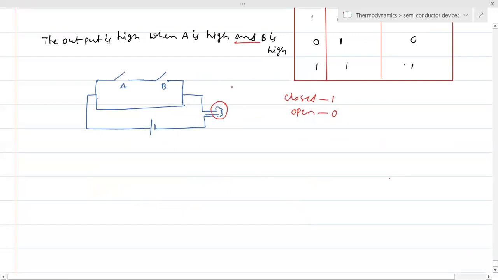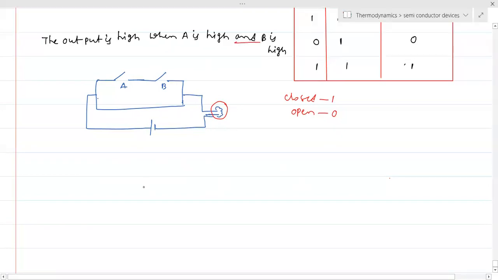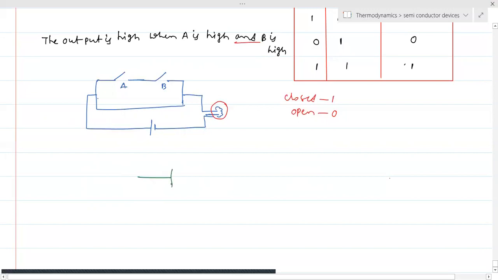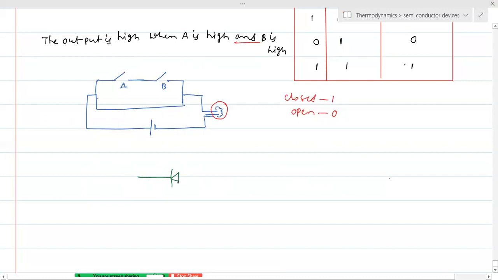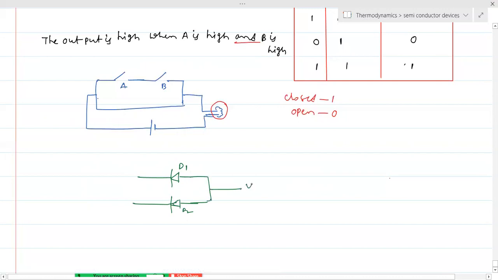Okay. So after that, we will take the diode analysis. Let us see in terms of diodes how we will explain. This is diode D1 and this is diode D2. Both are connected to the output Y as usual. We are connecting a resistance, and after the resistance we are connecting 5 volts.